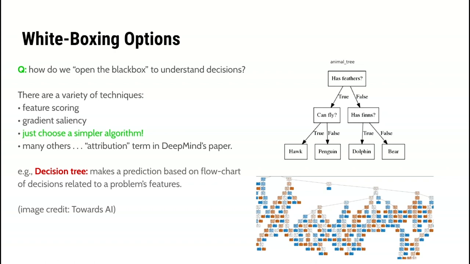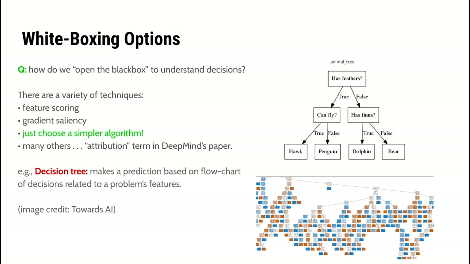So what are some options for working around this? There's a variety of things to talk about here. White boxing and/or interpretable ML is a whole field in and of itself. The big question is, how do you open the black box to understand decisions? There are a variety of techniques, some of which are going to be discussed later today, like feature scoring and gradient saliency. But the simple black box concern in the neural network case is that if you have millions or billions of parameters and somehow the information about the algorithm is encoded in there, how are you supposed to understand that? And one way is to choose a simpler algorithm that doesn't have so many parameters or where the structure of the algorithm is intrinsically giving rise to understanding.